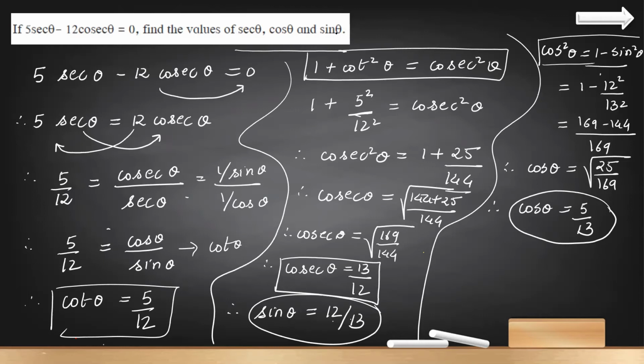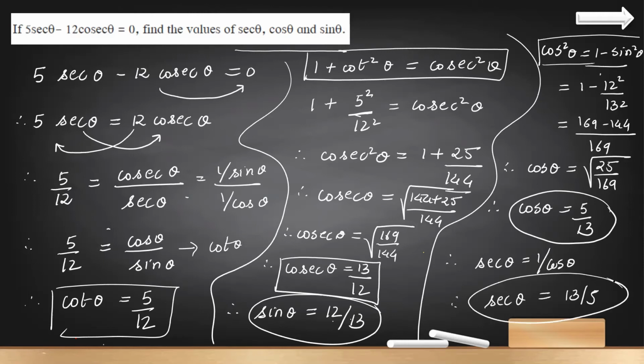So we got cos, we got sine, now we want sec. So sec is nothing but reciprocal of cos. So therefore sec theta is 1 upon cos theta, sec theta is equal to 13 upon 5. Those are the three answers that we wanted, right?